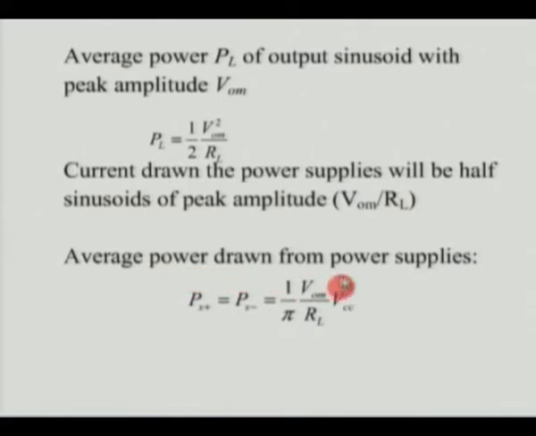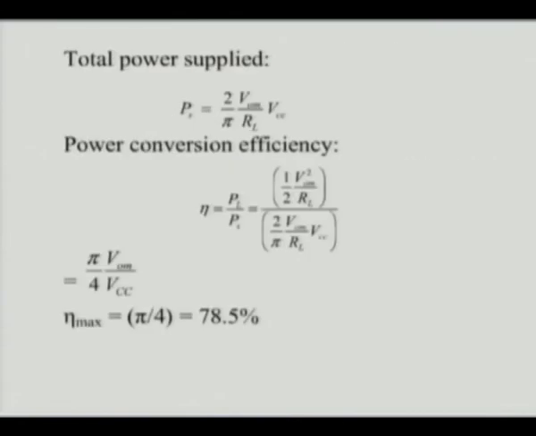Now the average power drawn from the power supplies we can write as PS plus, which stands for the positive power supply, equals PS minus, which is the power drawn from the negative power supply, and that will be 1 by pi VOM by RL into VCC. So the total power supplied will be double of that, twice VOM VCC divided by pi RL. So now we can write an expression for the power conversion efficiency. If you do the substitution, we would get this expression.